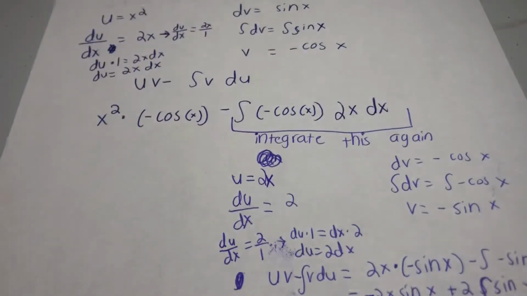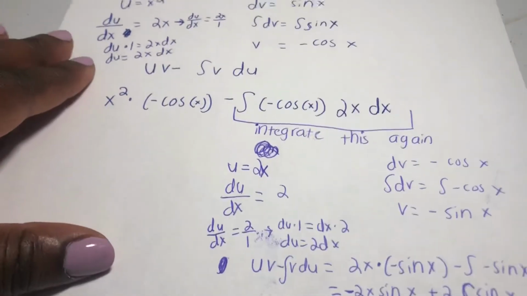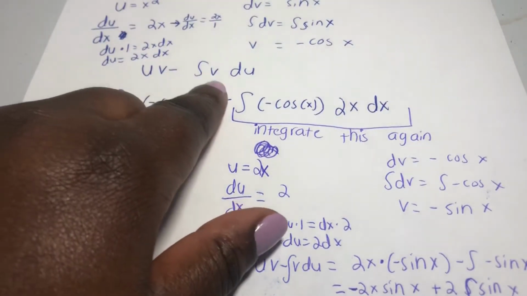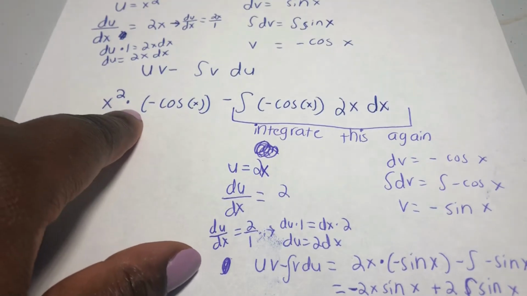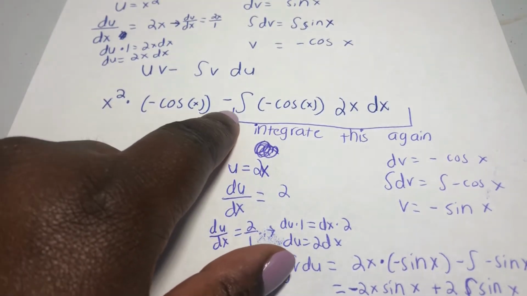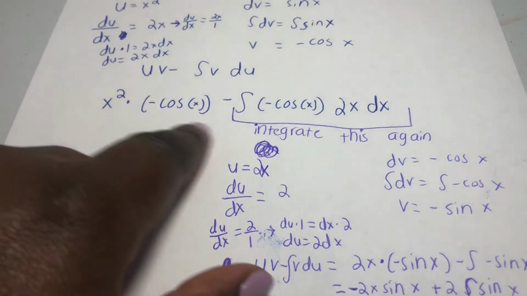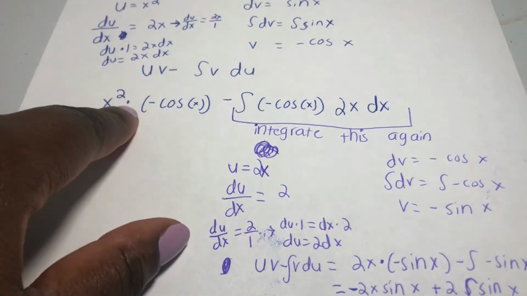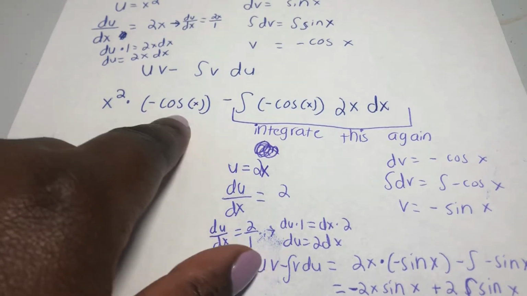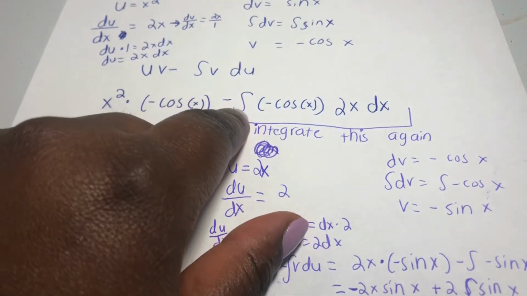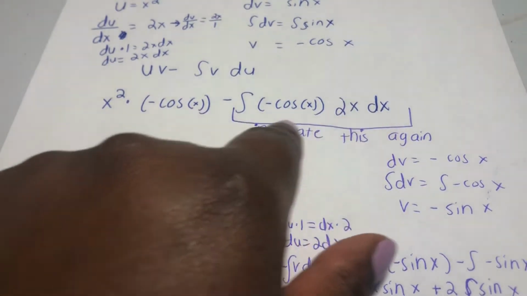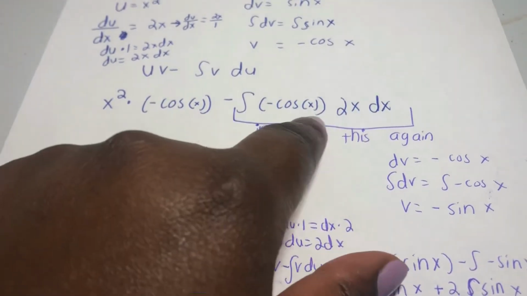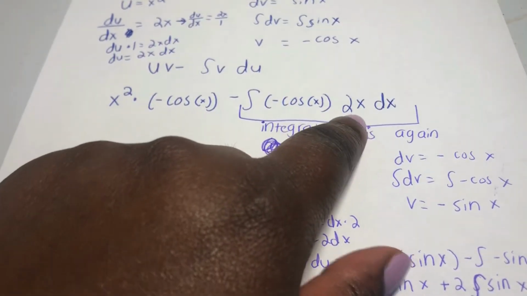The uv minus the integral of v du in this circumstance would be x squared times negative cosine x minus the integral of negative cosine x times 2x dx. This is two functions multiplied again. The first function is negative cosine x, and the second function is 2x.